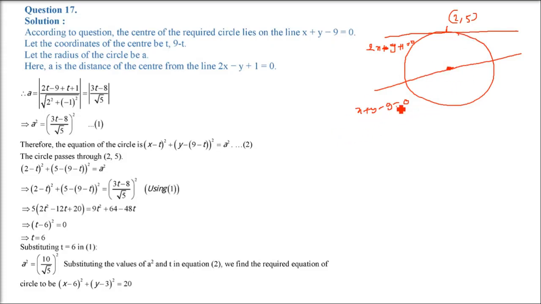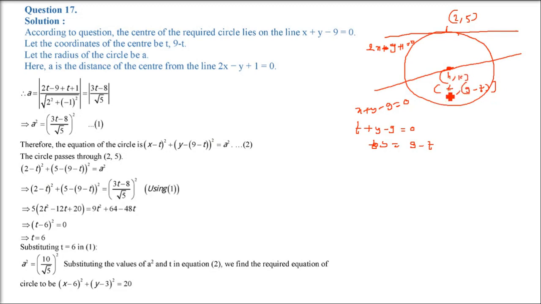Let us write this center in a certain form. If I say that my center is h k, and h is t, you can take any other alphabet, but if I take h as t, then what will y be? t plus y minus 9 equals 0, so y will be 9 minus t. So if I take x as t, y can be taken as 9 minus t, or you can take any other variable.